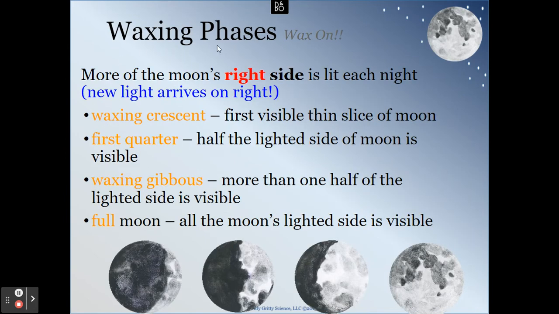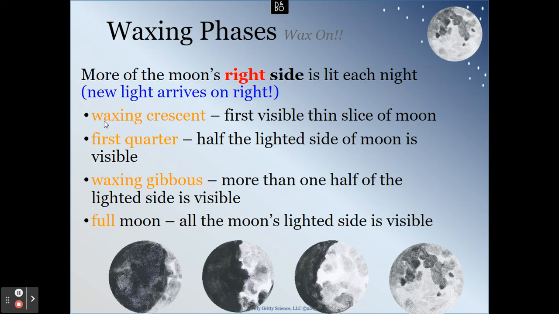All right, so waxing phases. All right, so it means the light is on the right here. So more of the moon's right side, so you write that word down, is lit each night. The way to remember this is new light arrives on the right. That's a saying you can help yourself remember this.